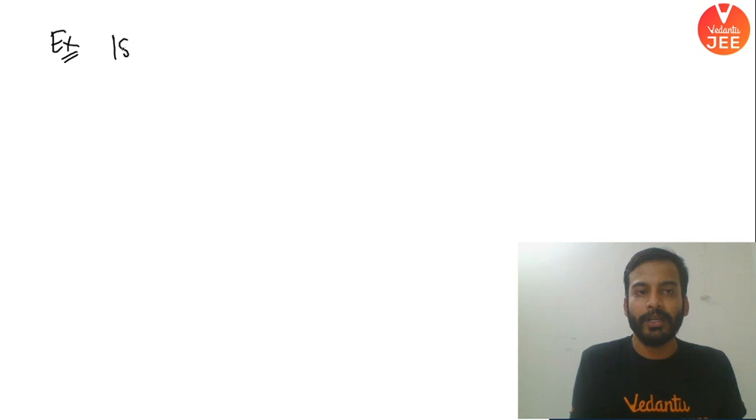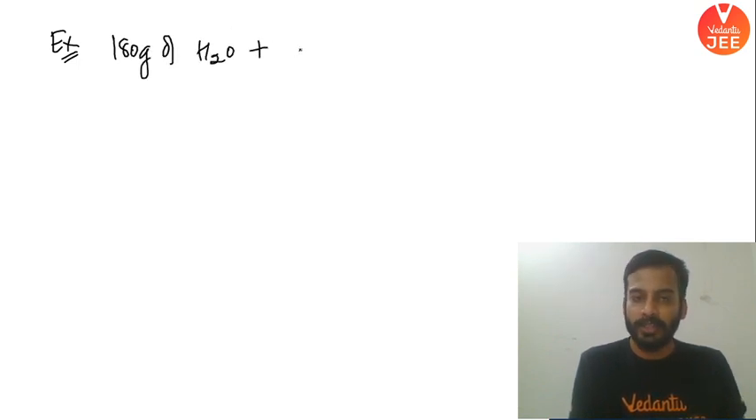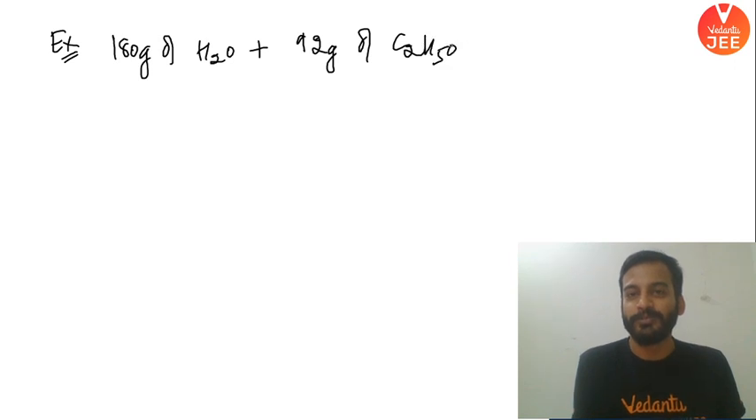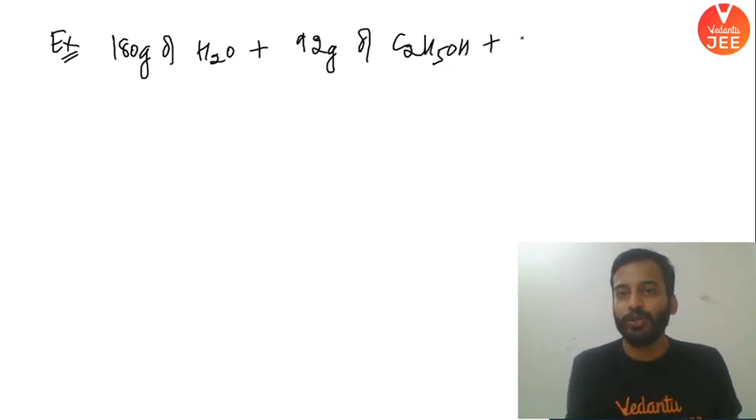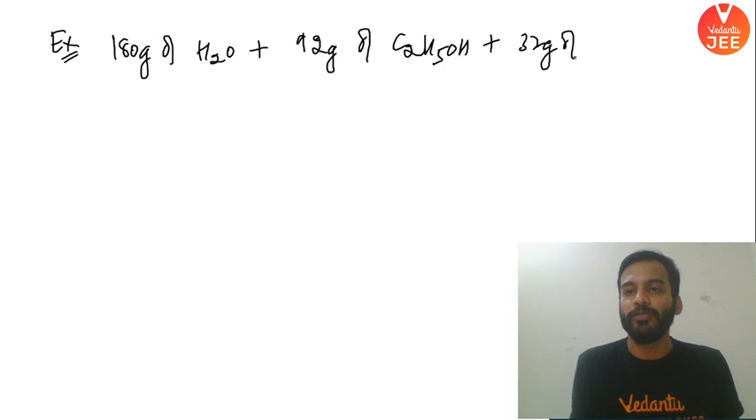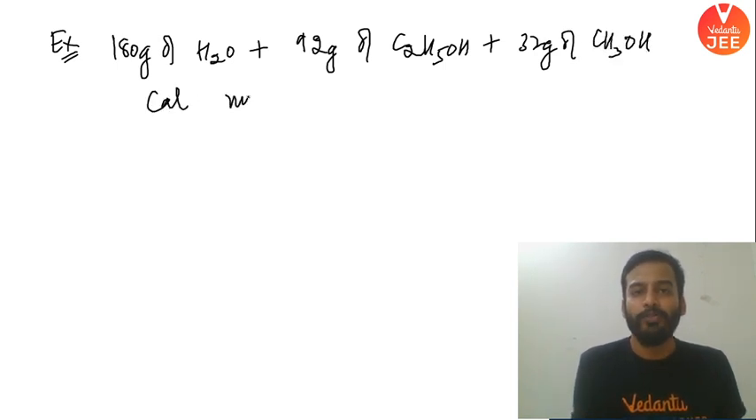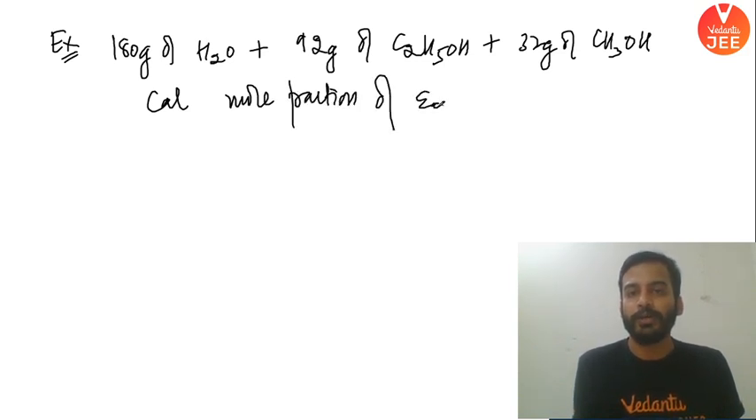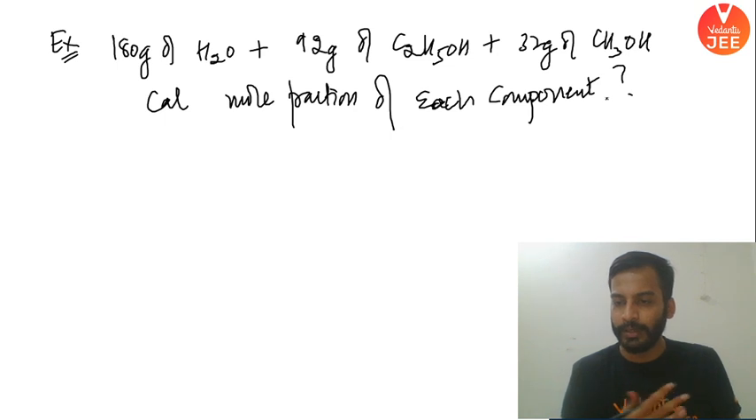Let us say I have taken 180 gram of water. I have mixed it in this. I have added your favorite compound. Now you will listen. 92 grams of C2H5OH. Along with that, I have also added here 32 gram of CH3OH. Calculate mole fraction of each component. जल्दी से कर करके बताओ. Everyone start doing it.